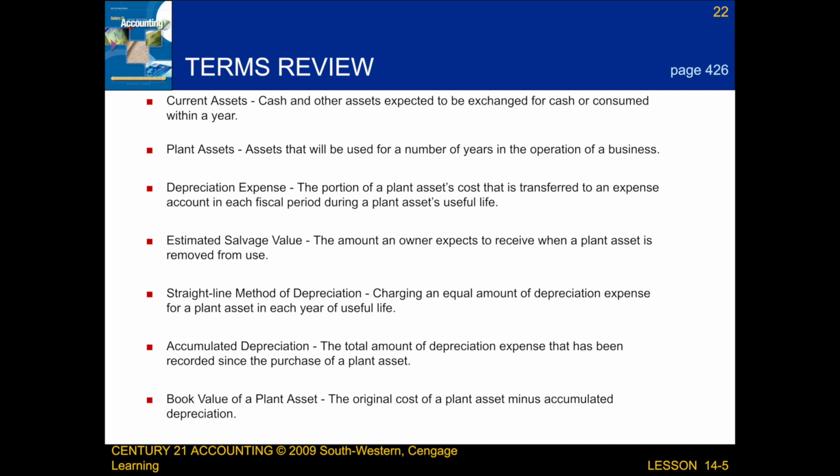An estimated salvage value is the amount an owner expects to receive when a plant asset is removed from use. The straight line method of depreciation is charging an equal amount of depreciation expense for a plant asset in each year of its useful life. Accumulated depreciation is the total amount of depreciation expense that has been recorded since the purchase of a plant asset. And the book value of a plant asset is the original cost of a plant asset minus its accumulated depreciation.